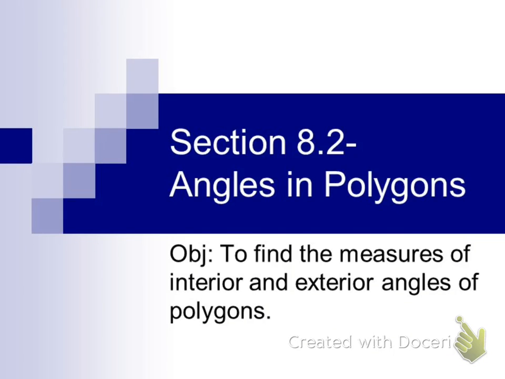So today we're starting section 8.2. It's all about the angles of polygons. So we're going to start class by talking about the interior angles of polygons, and then we're going to end by looking at the exterior angles of polygons. Exteriors are actually a little bit easier than the interiors. So we'll start with the harder ones, and then we'll get a little easier towards the end. Any questions before we start looking at some definitions?